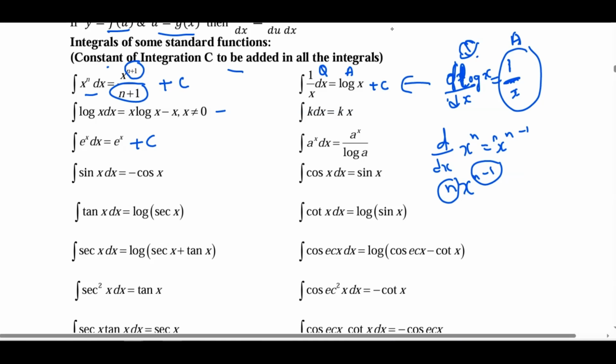Integration of log x will be x log x minus x. Integration of k dx will be kx. Differentiation and integration will get cancelled, we get only kx. Then integration of e power x will be e power x plus c. Integration of a power x will be a power x divided by log a.